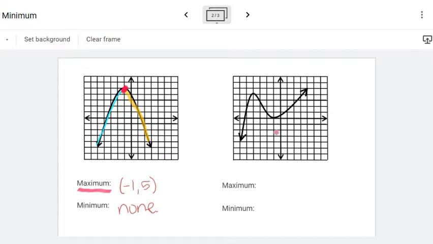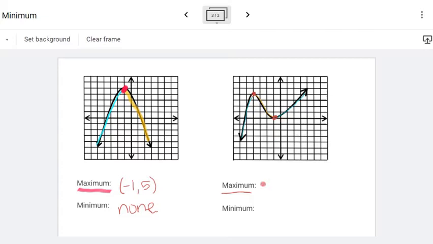Let's take a look at another example. So in this one, I have increasing. I change here to decreasing, and then I come back up to increasing. Okay, so I'm looking for those change points. So I see one here, blue to yellow. There's a point right there, another change point here. So the maximum is going to be the high point.